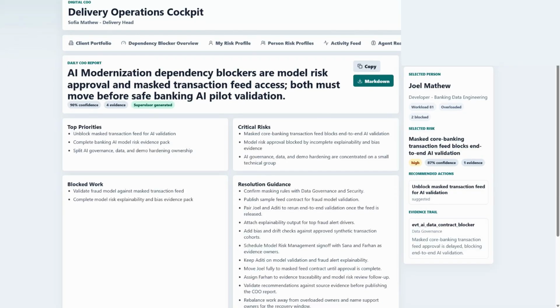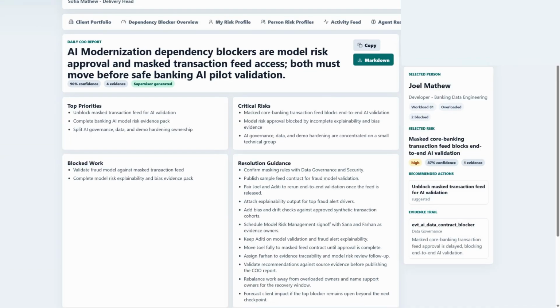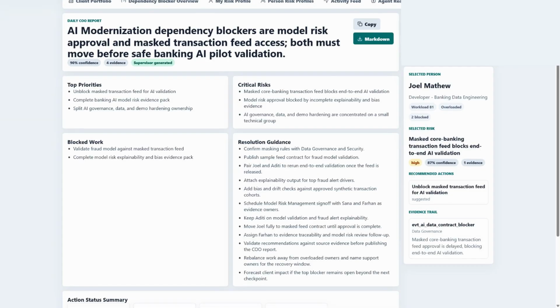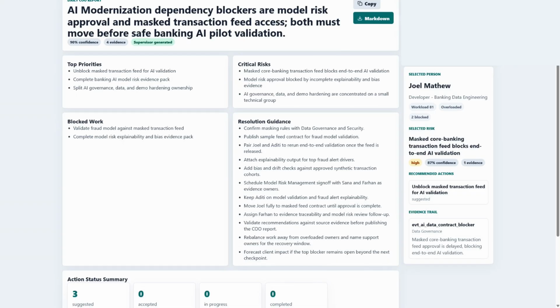That is the core value of Digital COO: faster decisions, earlier risk detection, clearer ownership, and evidence-backed execution. It gives leaders the operational intelligence of a chief operating officer, delivered digitally, continuously, and at the speed of modern delivery.